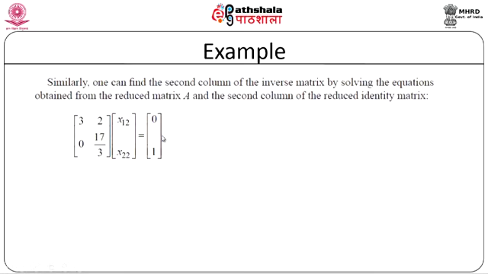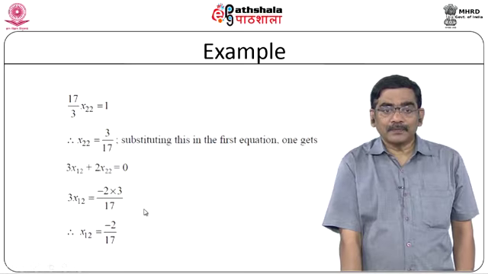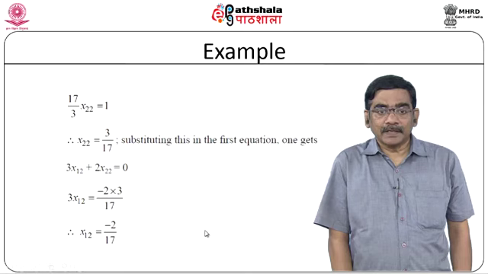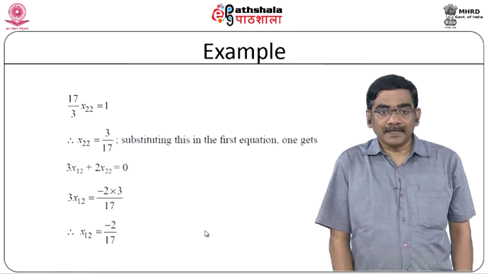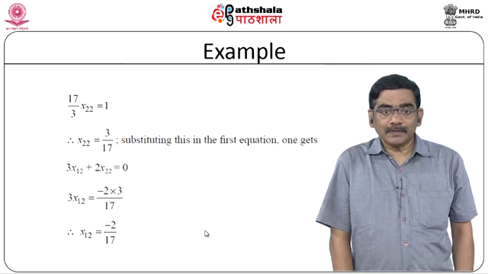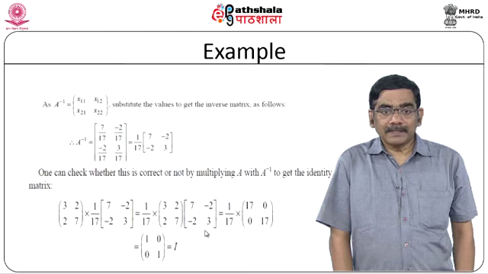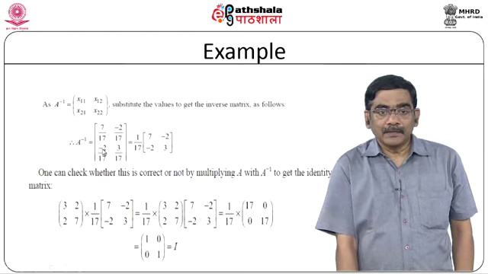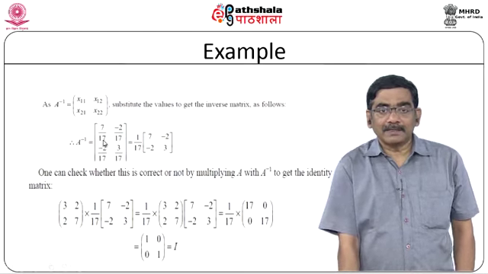So, now we can solve this for the unknowns x 1 2 and x 2 2. Now, you can see that x 2 2 is going to be 3 by 17 and x 1 2 is going to be minus 2 by 17. So, now we know the values of x 1 1, x 1 2, x 2 1 and x 2 2. By substituting these into the equations, we get the inverse matrix.